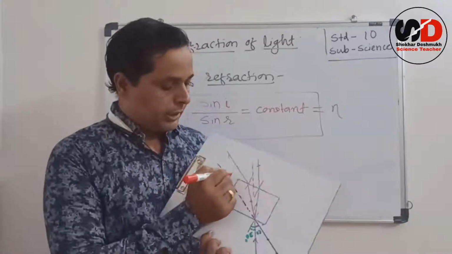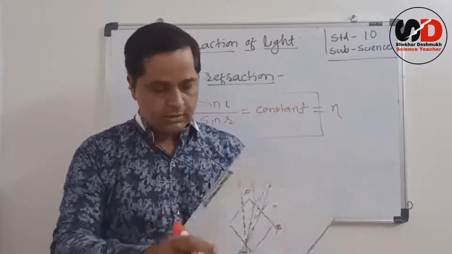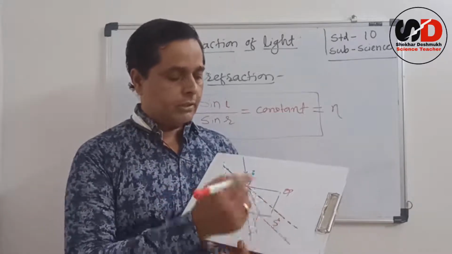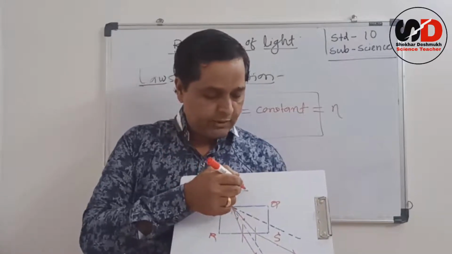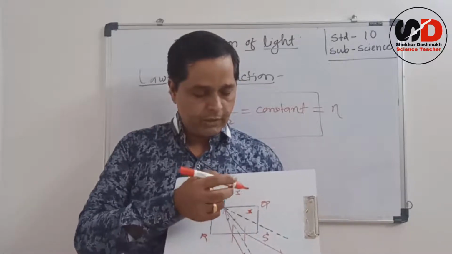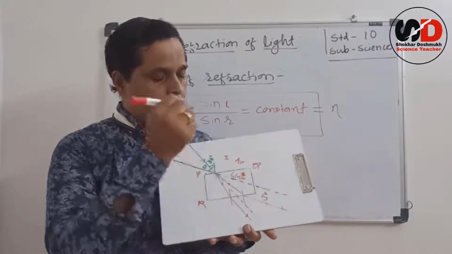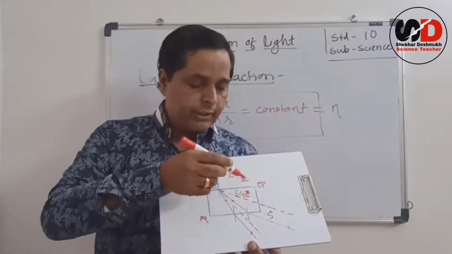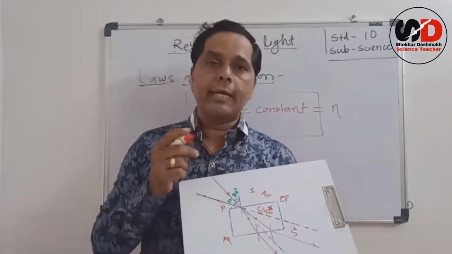If we take this side PQ, suppose the incident ray is falling in this way, this is PQ, this is RS. Then we take this as the first medium and this as the second medium. So this is air and this is glass. If we are taking this diagram, then we are taking the refractive index of glass with respect to air.